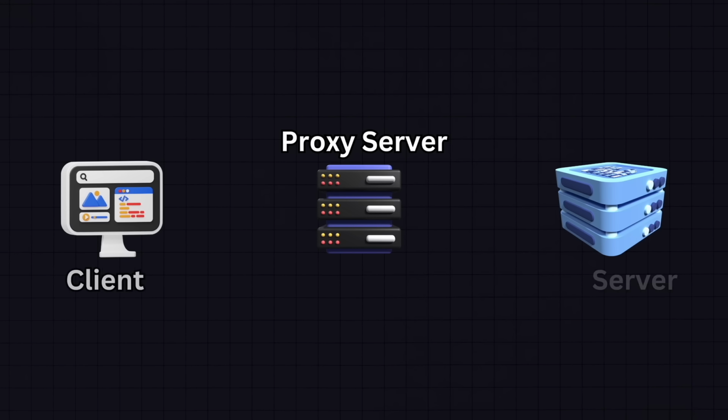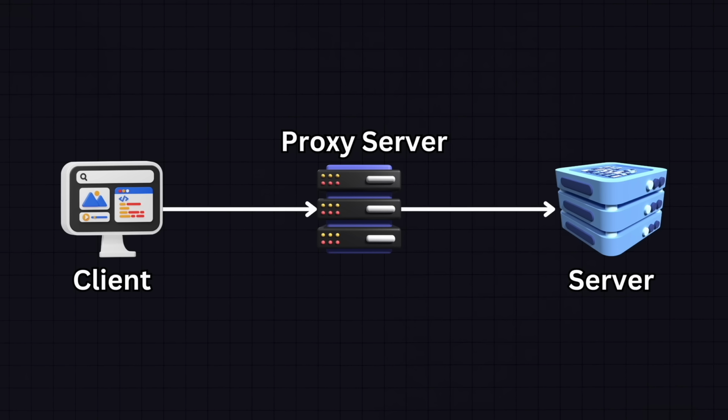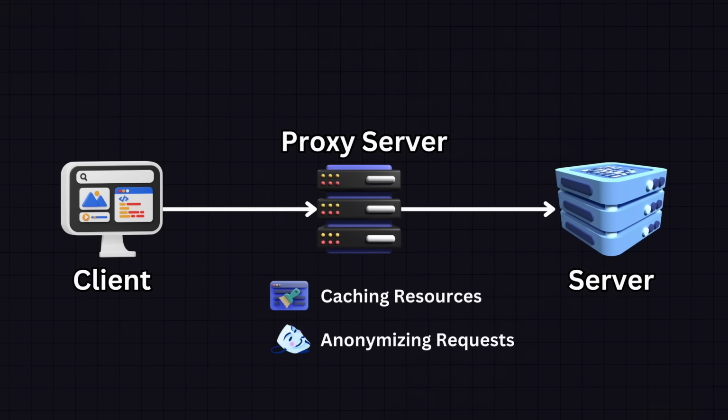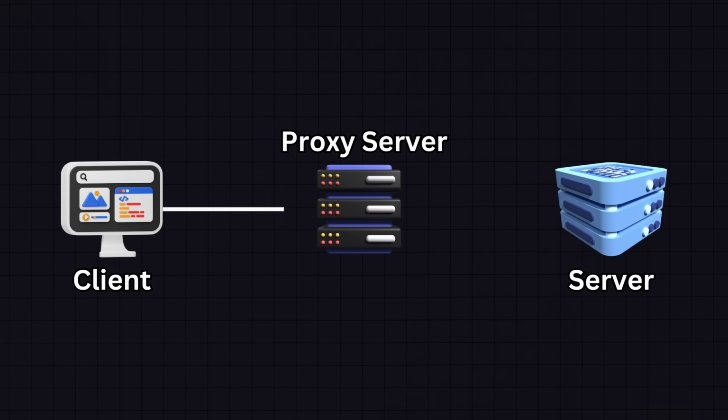Now let's talk about proxy servers, which act as an intermediary between a client requesting a resource and the server providing that resource. It can serve various purposes like caching resources for faster access, anonymizing requests, and load balancing among multiple servers. Essentially, it receives requests from clients, forwards them to the relevant servers, and then returns the server's response back to the client.